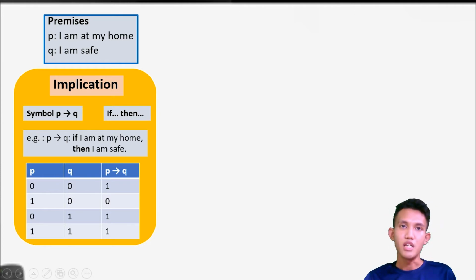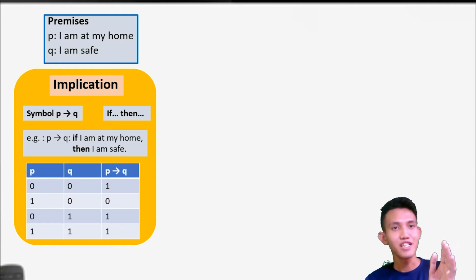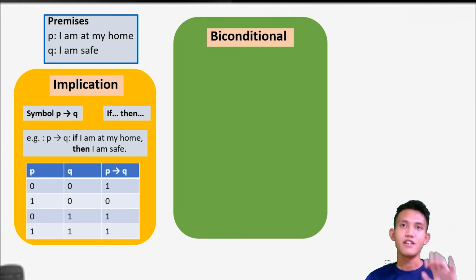P0, Q0 gives P implies Q equal to 1. Then P1 and Q0: since the first one is true and the second one is false, P implies Q is false. The next two are true, since the only false case is when the first one is true and the second one is false.